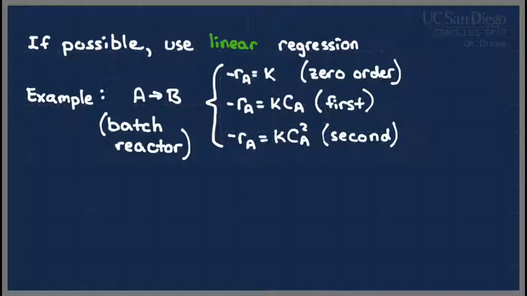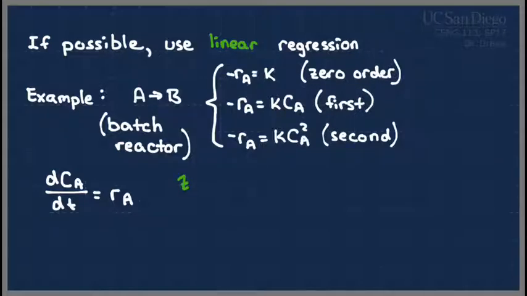So if it takes place in a batch reactor, the equation that we have to solve each time is dCA/dt equal to Ra, and then we have to integrate that form. There are different ways that we can rearrange the resulting expressions in order to get straight lines. So for example, let's look at zero order.